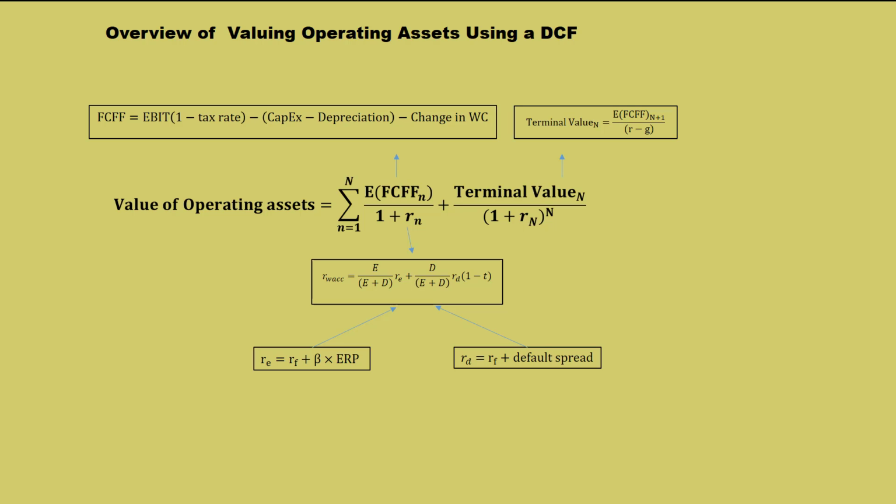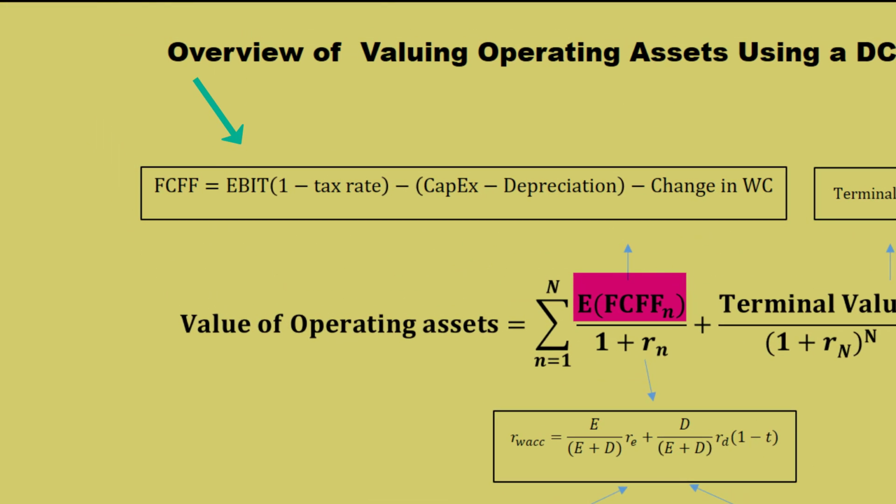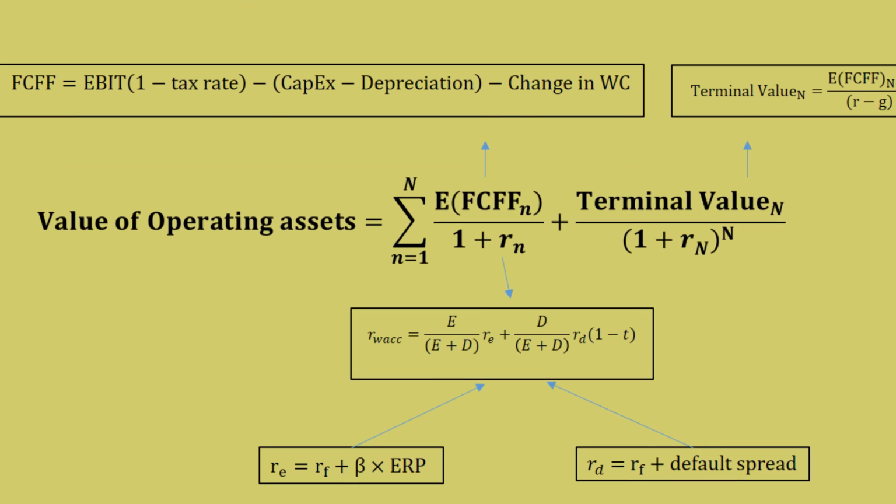Let's first review how we project future cash flows in a DCF. We start by projecting EBIT, or operating profit, to the future. Then we deduct the necessary investments in CapEx and working capital to obtain free cash flows to the firm. Finally, we discount free cash flows to present using the weighted average cost of capital.